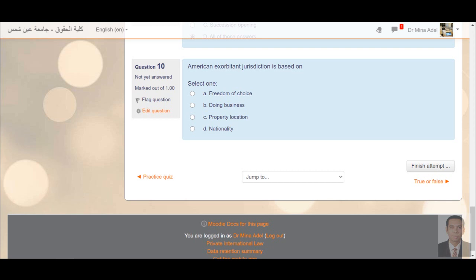As you know, nationality is about French law. Property location is German law. Freedom of choice is Egyptian law. So it is doing business. So the final one is doing business in American law.